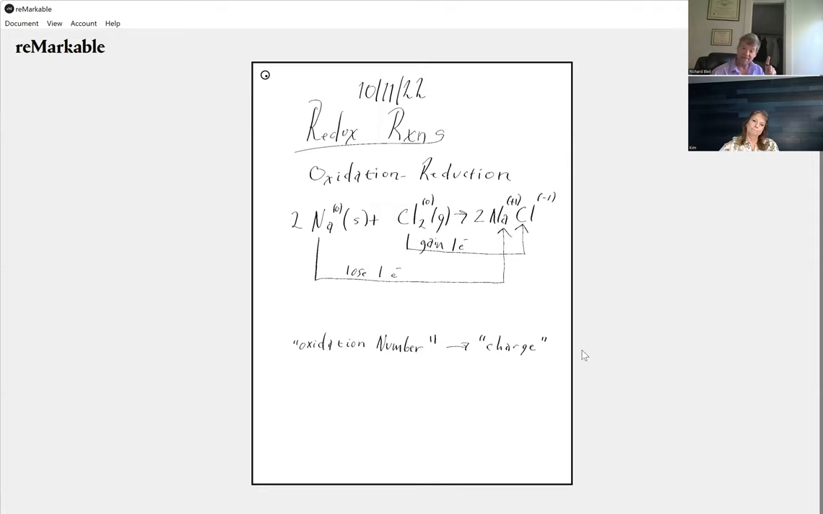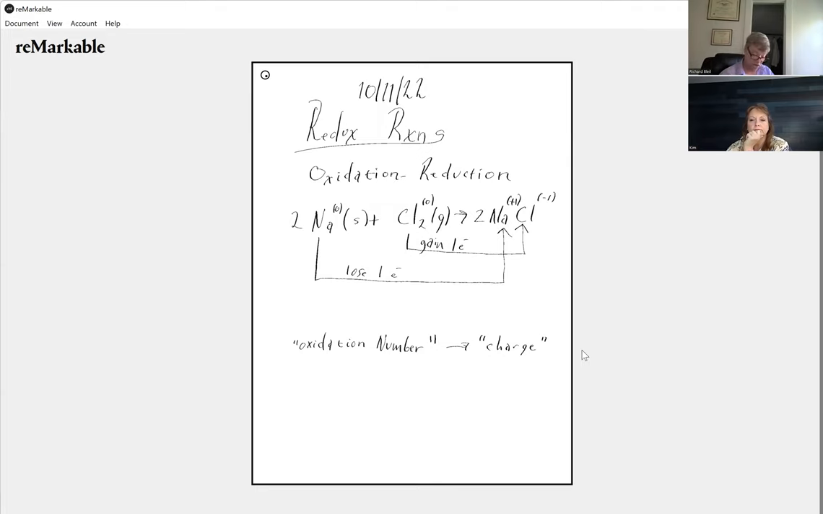You cannot have a reduction without an oxidation. Every time you have one, you have to have the other. That's life. That's the way God decided it has to be, and we are going to do what God says. We have some terminology here. It's going to sound a little bit weird.